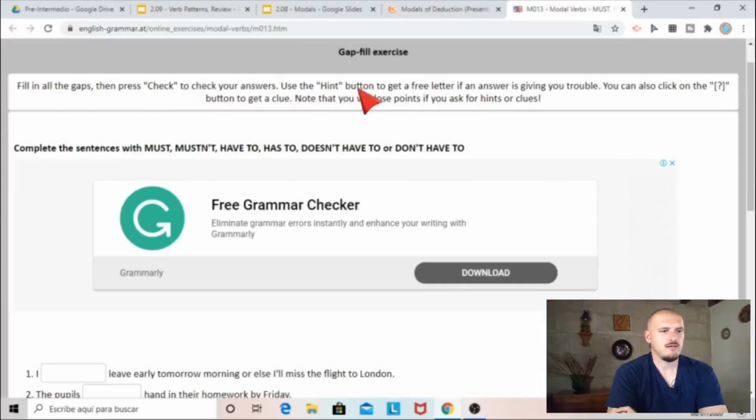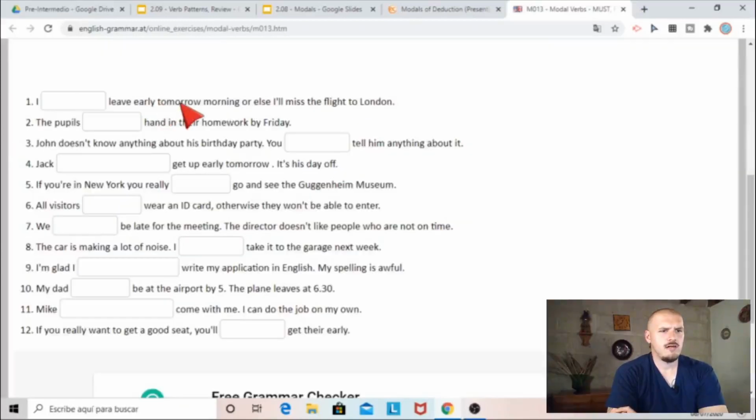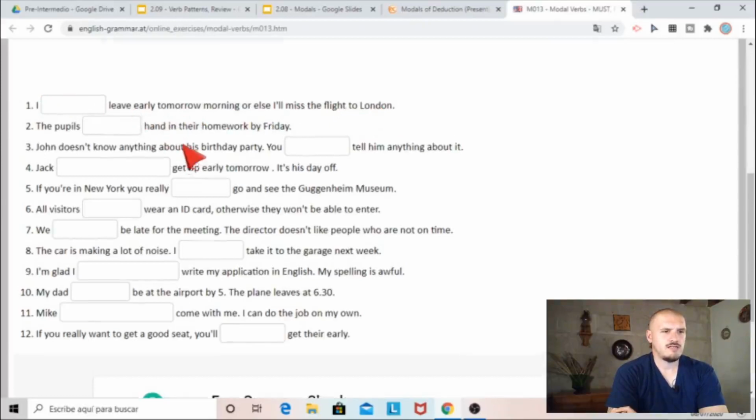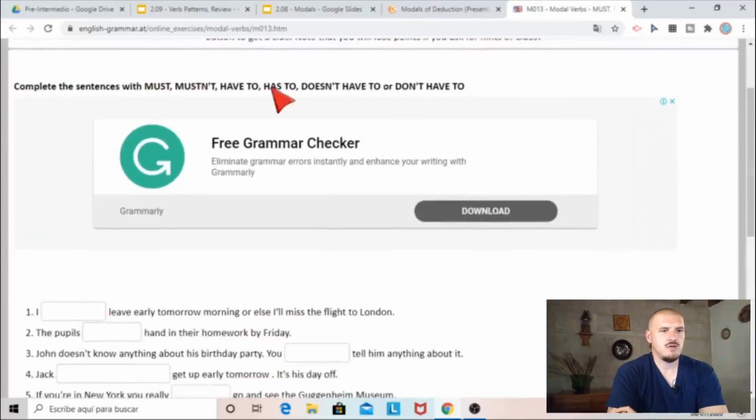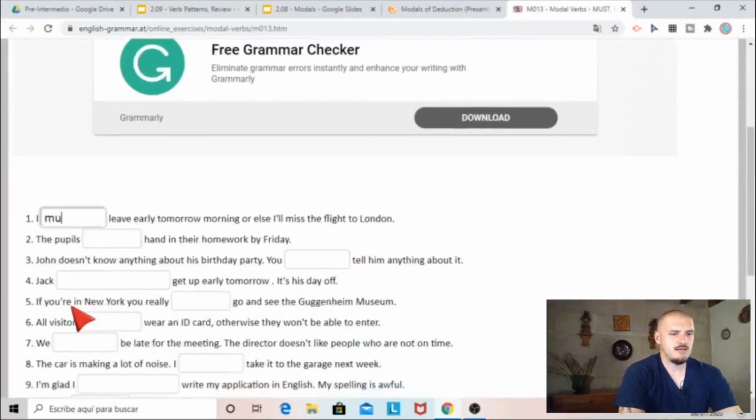Bueno, vamos a intentar. I leave early tomorrow morning or else I'll miss the flight to London. Yo salir temprano mañana, si no voy a perder mi vuelo a Londres. Ok, entonces va a ser tengo que o debo, ¿no? Supongo que va a ser must or have to. I have to or I must. Vamos a intentar con ambos a ver si nos da I must.